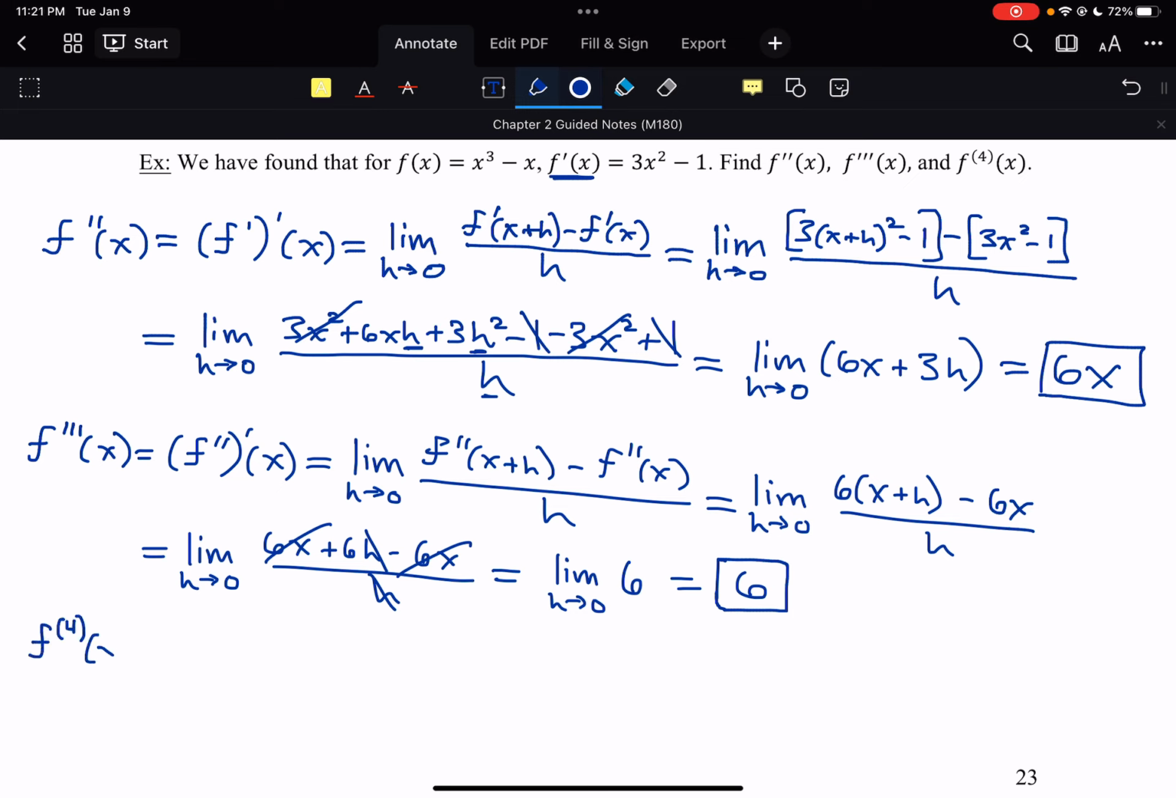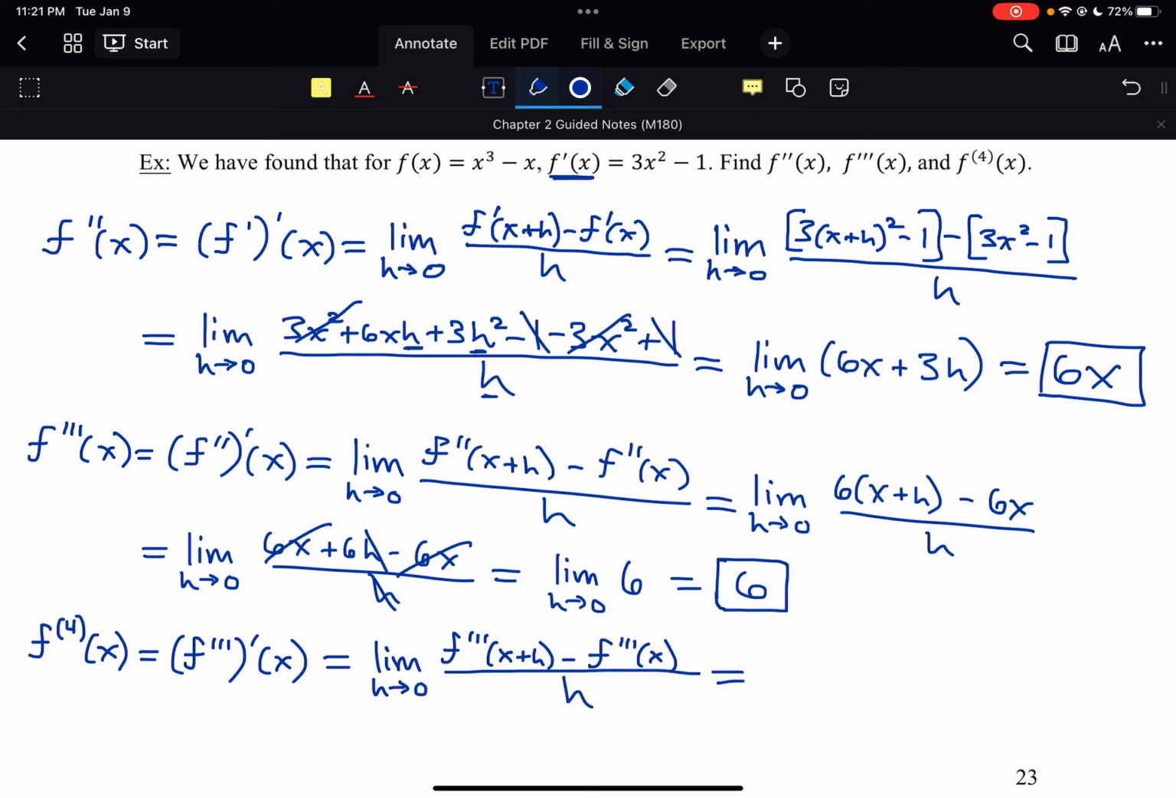And then the fourth derivative of x, so that's f triple prime prime, the derivative of the third derivative. So that's the limit as h approaches 0 of f triple prime of x plus h minus f triple prime of x all over h. The nice thing about this one is there are no x's in this formula for us to substitute in for. So f triple prime of x plus h and of x are actually the same thing. It's all just 6. So that's 6 minus 6 over h, which is 0.